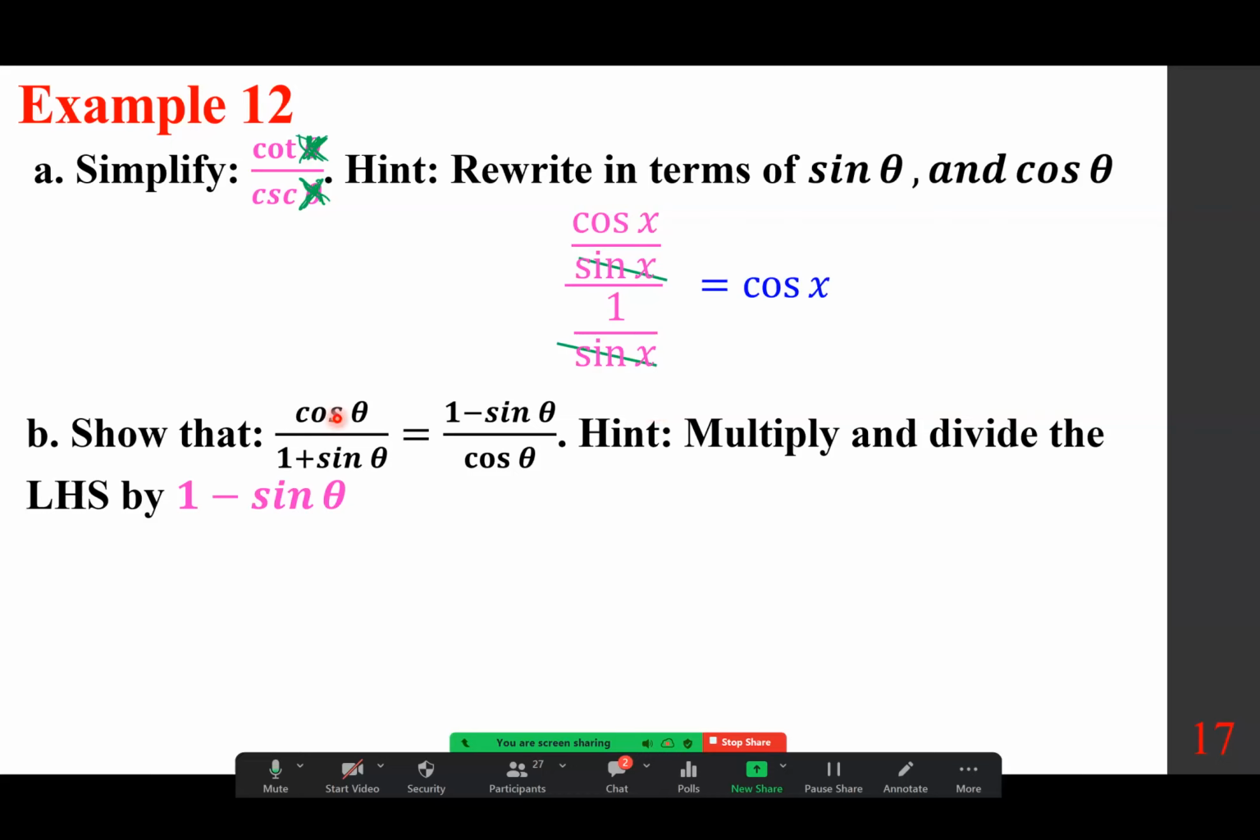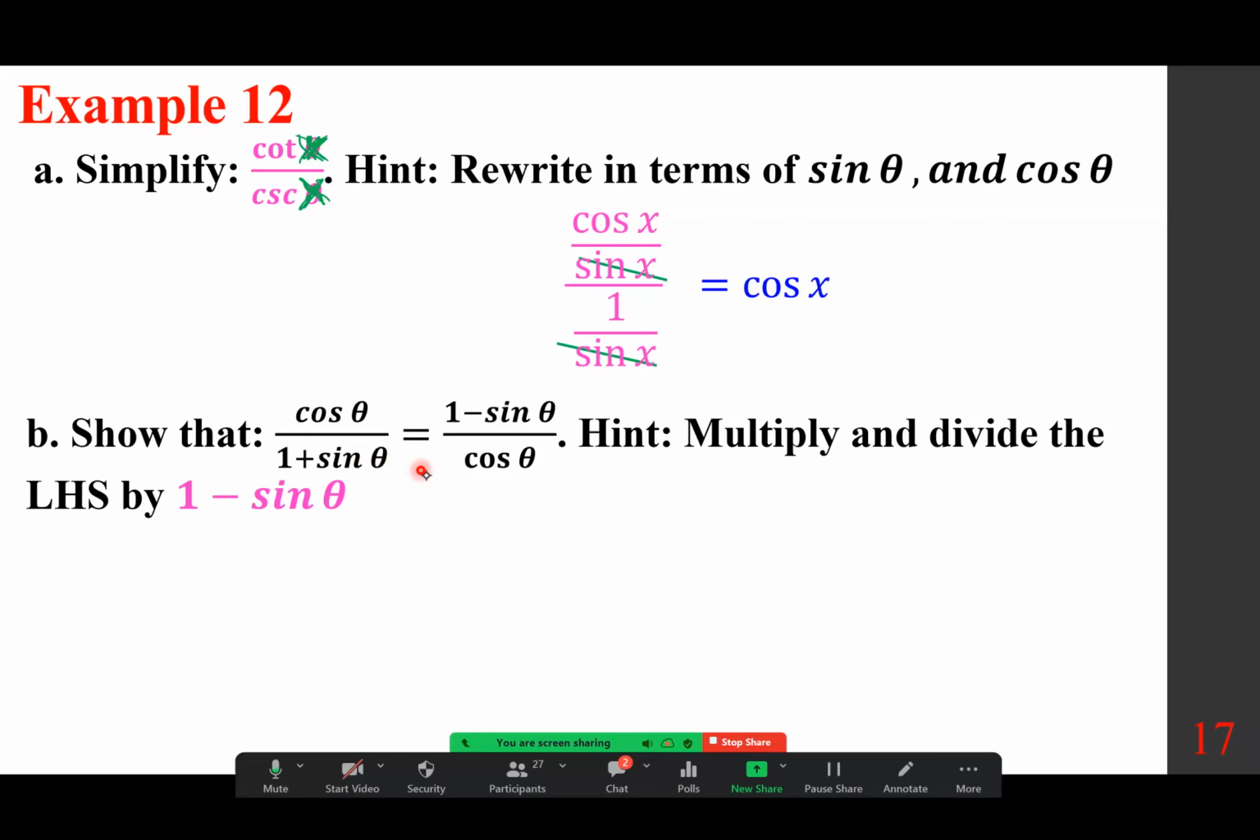We want to show that cosine theta over 1 plus sine theta equals 1 minus sine theta over cosine theta. And we've had similar questions before. In fact, we had cosine theta over 1 minus sine theta equals 1 plus sine theta over cosine theta. So they interchange those two. And that's why we use the same technique, which is multiply by the conjugate of one of them.